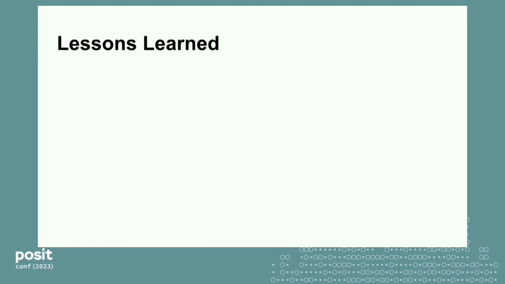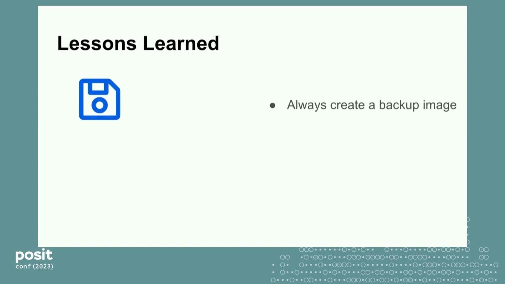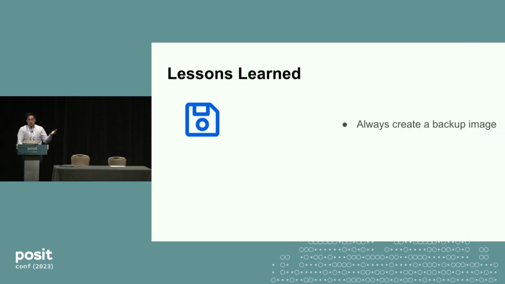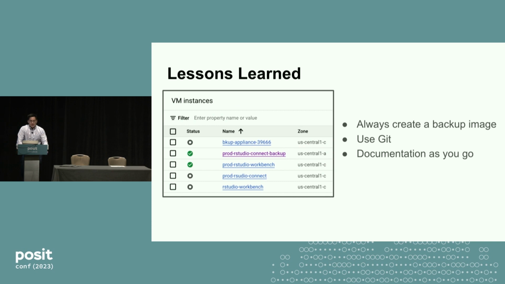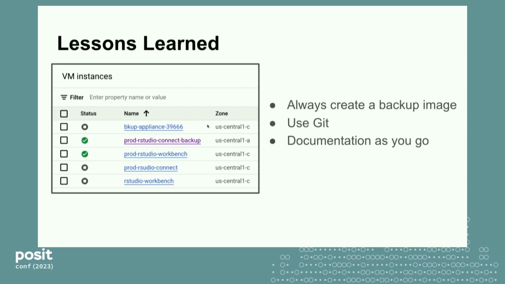And some lessons learned that I had was to always create a backup image. So whenever I try to increase the cadence, I used to do it once a quarter, but now I'd almost do it once a month. And then just using Git, as we learned from Colin today, and always document as you go, because your future self will thank you. And so this is an actual screenshot from our VM instance in Google Cloud.